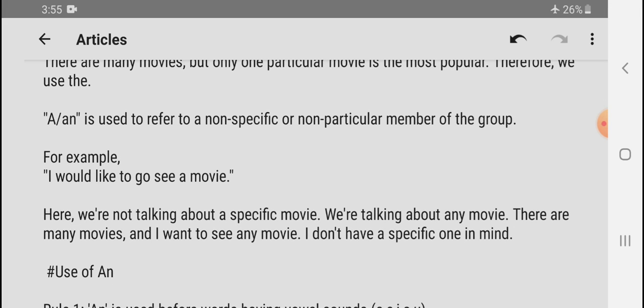"A" or "an" is used to refer to a non-specific or non-particular member of the group. For example, I would like to go see a movie. Here we are not talking about a specific movie, we are talking about any movie that's there in the theaters. Now there are many movies and I want to see any movie. I don't have a specific one in mind. Any movie will do the job for me.